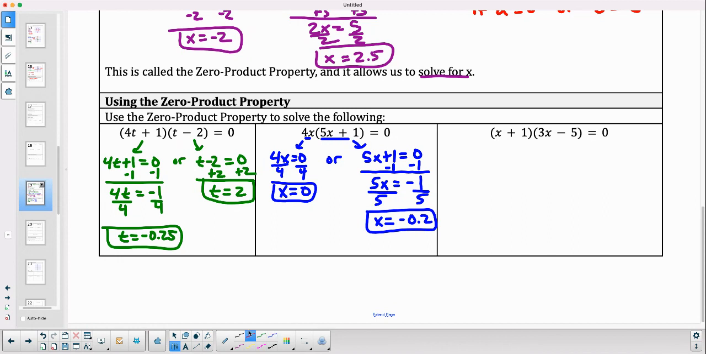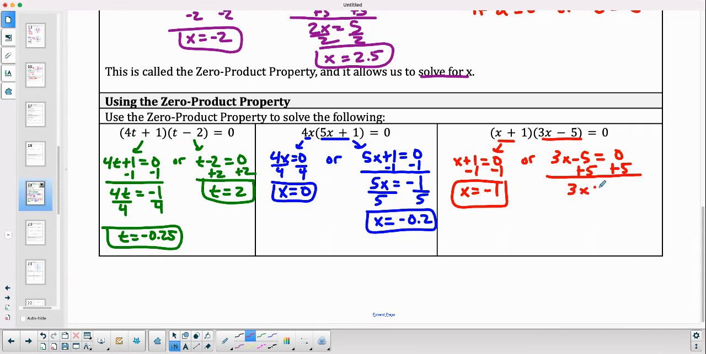So if x plus 1 times 3x minus 5 equals 0, either x plus 1 equals 0 or 3x minus 5 equals 0. The first one is just one step again. Subtract 1 from both sides. You get x equals -1. That's one of our solutions. Or 3x minus 5: we would have to add 5 over first. 3x equals +5, and then divide by 3. So x is 1.6 repeating, so I will just call it 1.67.